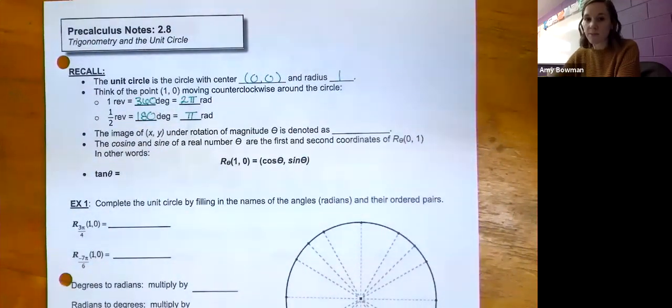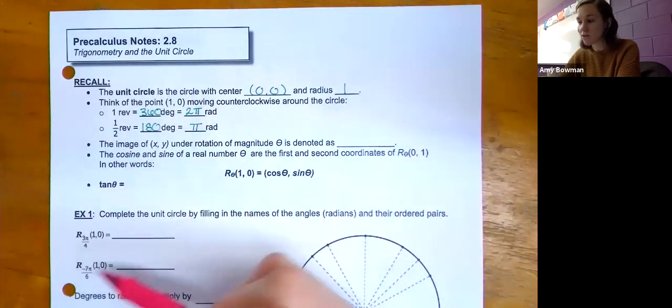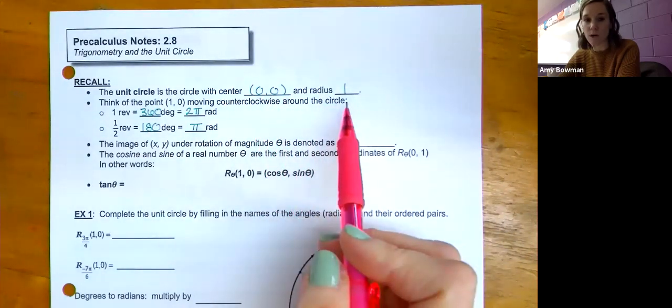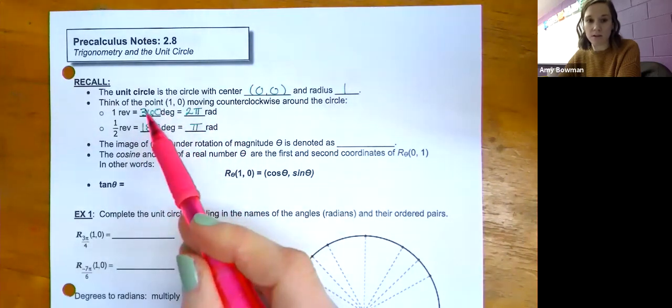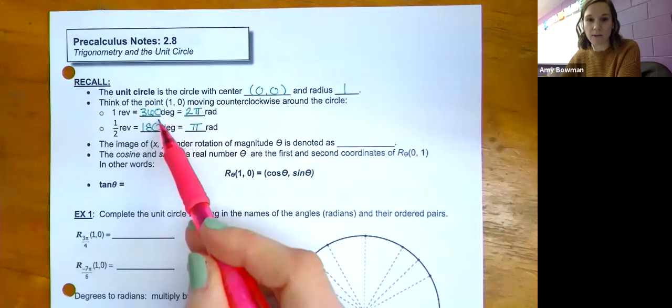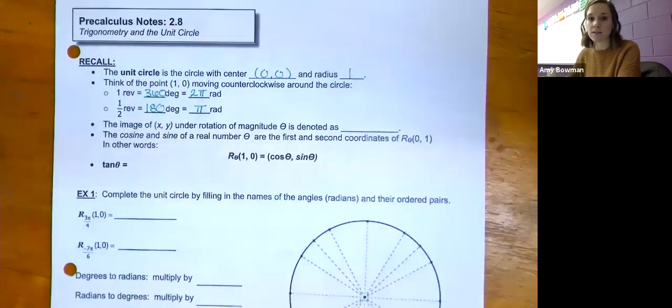So this is about as far as we got with the notes in class after building that unit circle. So we know the unit circle is centered at 0, 0 with a radius of 1, which is why it's called the unit circle. We've established that the unit circle all the way around is 360 degrees or 2 pi radians. And now we're going to move on through this notes packet.